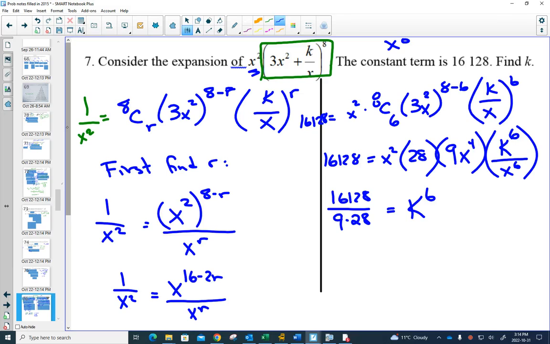So I go to my calculator. 16128 divided by 9 times 28. I get 64. How do you get rid of a power of 6? 6th root it. I love those TH words in that. So if you 6th root both sides, you will get plus or minus 2. Any even power is going to be plus or minus.